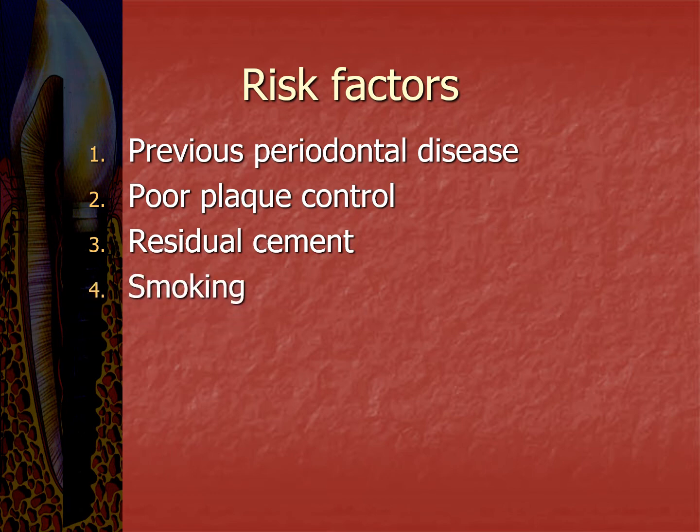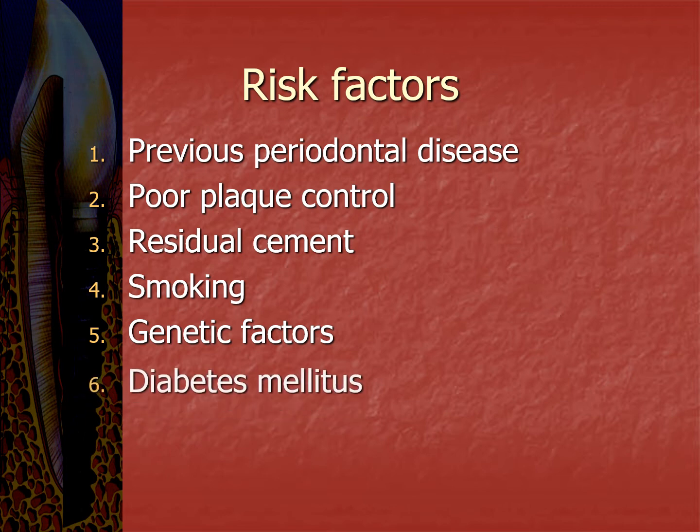The next factor is smoking. We know that the incidence of peri-implantitis increases in smokers. And the next one is genetic factors. Studies show that there is a positive correlation between peri-implantitis and genetic variations. The next one is diabetes mellitus. High blood glucose level affects the tissue repair and host defense mechanism, and it also impairs the reparative ability of the tissues. So this can lead to peri-implantitis.